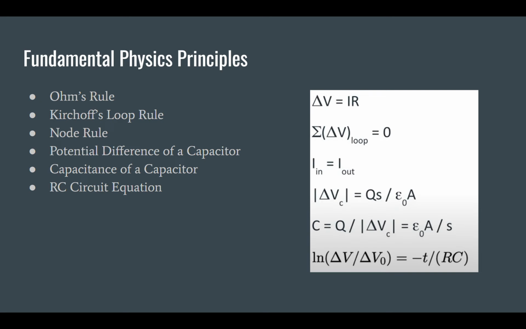So to explain some key fundamental physics principles important for this experiment, three super important ones include Ohm's law, Kirchhoff's loop rule, and the node rule. Also, potential difference of a capacitor, capacitance of a capacitor, and the RC circuit equation are also important, and the equations for all of these can be seen on the right side of the screen. Each of these physics principles come into play in this experiment, as there were multiple steps and aspects to this, but in particular the loop rule was important, which states that the total voltage of a looped circuit should equal 0.